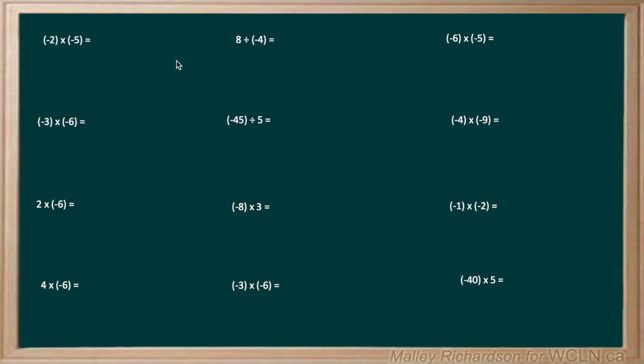So let's take a look at our first example. We have negative 2 times negative 5. Well, the 2 is negative and the 5 is negative, so that means we'll end with a positive number. 2 times 5 is 10, so our answer is going to be positive 10.